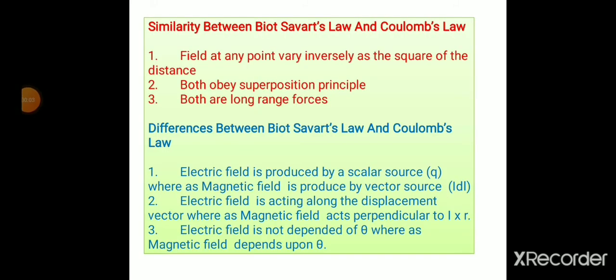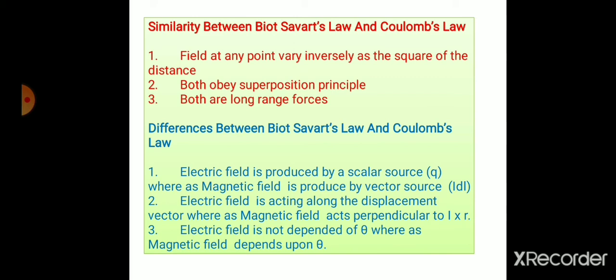Now let us see some similarities between Biot-Savart's law and Coulomb's law. We have seen that the field at any point varies inversely as the square of the distance in both. Both the laws obey the superposition principle and both are long-range forces.